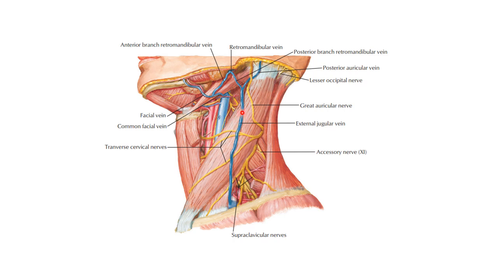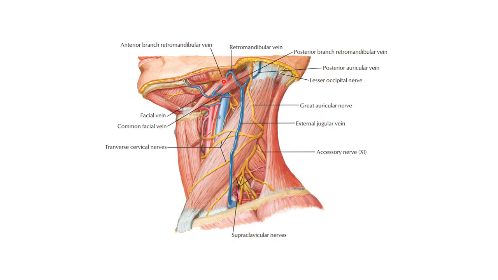The external jugular vein is formed by the fusion of the posterior branch of the retromandibular vein, which is this one, and the posterior auricular vein. The posterior auricular vein drains the posterolateral aspect of the scalp just behind the ear, whereas the retromandibular vein would be the vein that you will find at the angle of the mandible.